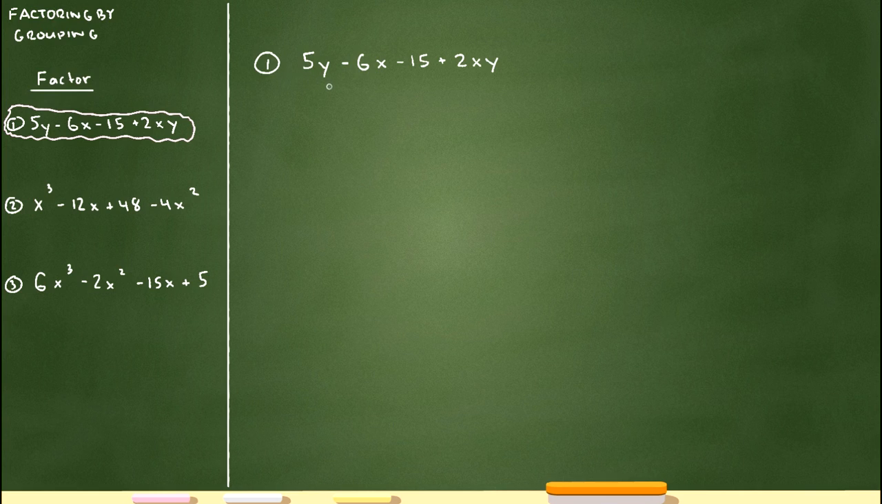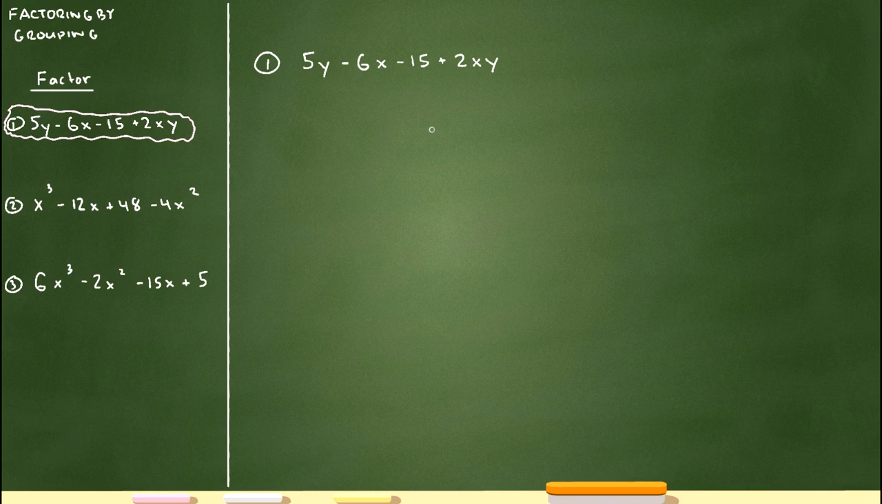We want to factor 5y minus 6x minus 15 plus 2xy. So what we're trying to do is group some of the expressions within this term here. If you try to factor this using the greatest common factor, you're going to see that you can't necessarily find anything in common between all 4 of these expressions. So we can't use that particular method. So next we may want to try factoring by grouping.